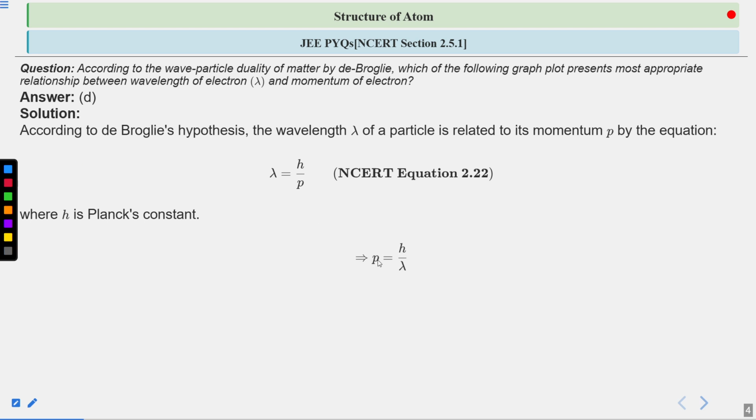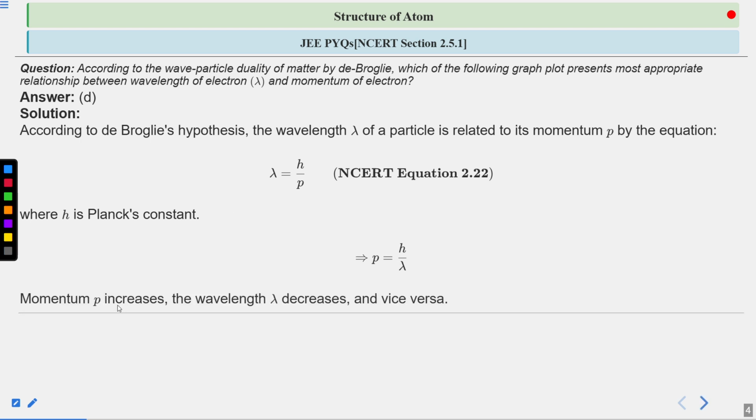So this implies that p, the momentum, is equal to h by lambda. We just cross the term from the left hand side to the right hand side, so lambda goes in the denominator and the momentum comes in place of lambda. So momentum is defined as h by lambda. That means momentum and the wavelength are inversely related. So as momentum increases, the wavelength decreases, and vice versa.